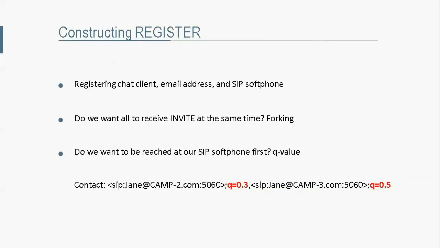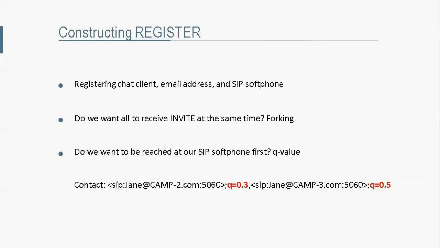As we have mentioned a few times already, a register request may have more than one contact address in the form of contact header field values to bind them to an address of record located in the to header field. We also talked about giving them different expiration values in the expires parameter as a part of the contact header field. Well, how about preference? If we are registering our chat client, email address and the SIP softphone, do we want them all to receive an invite at the same time if someone is trying to reach us? It is certainly possible, and it is called forking, which will be covered in the following tutorials.